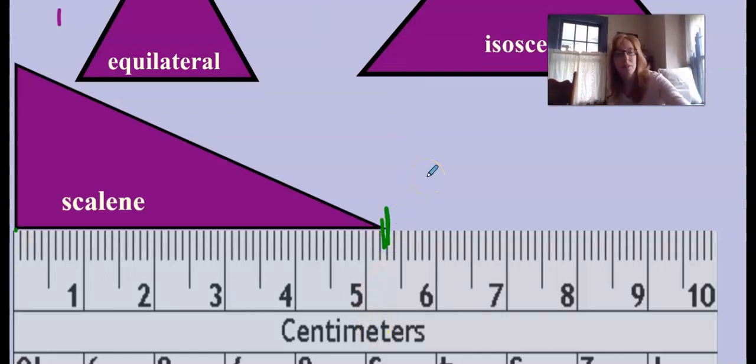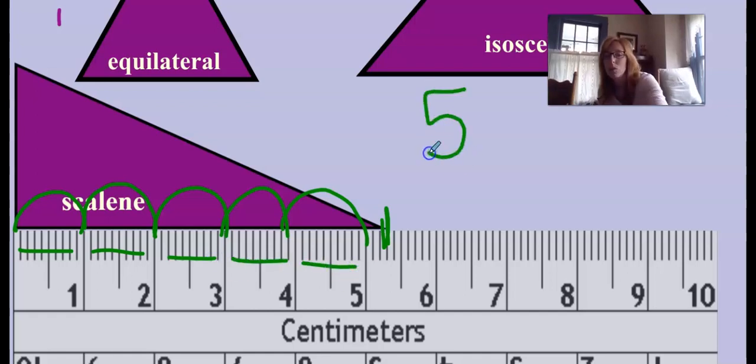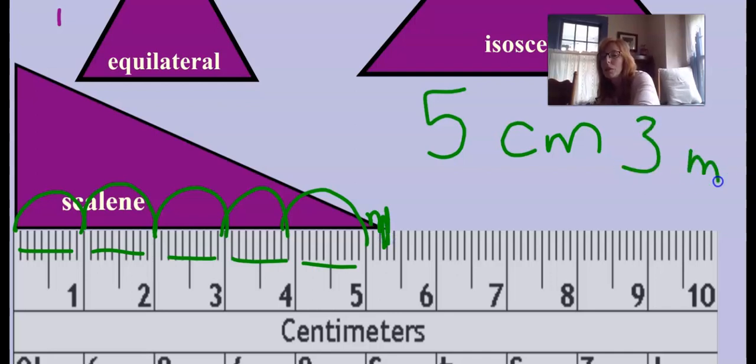So we're going to count how many centimeters. So there's 10 millimeters, that's 1. 10 more millimeters is 2. 10 more millimeters is 3. 10 more millimeters is 4. 10 more millimeters is 5. So we have 1 centimeter, 2 centimeters, 3 centimeters, 4 centimeters, 5 centimeters. So we have 5 centimeters, and then we go 1, 2, 3. 5 centimeters and 3 millimeters.